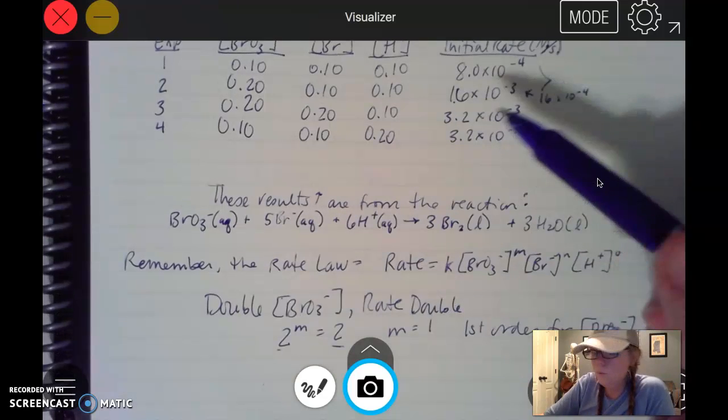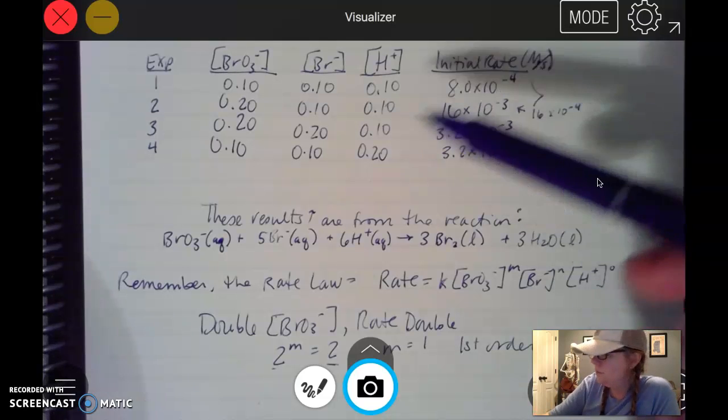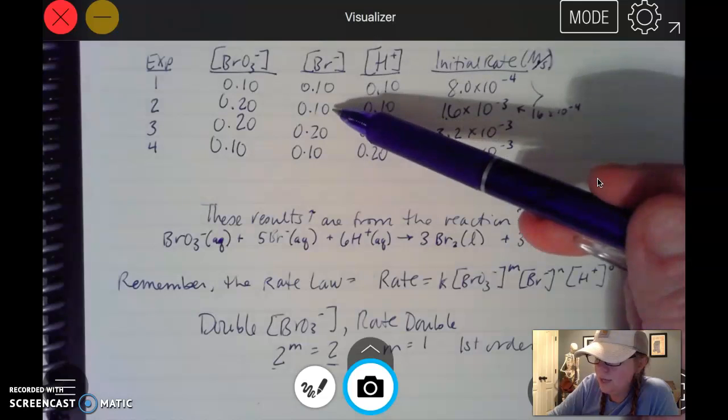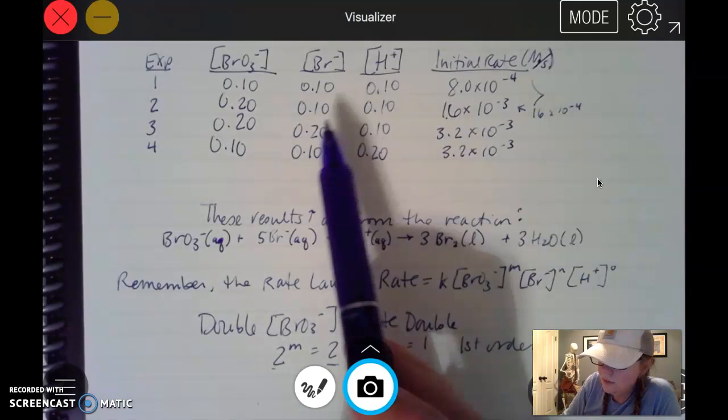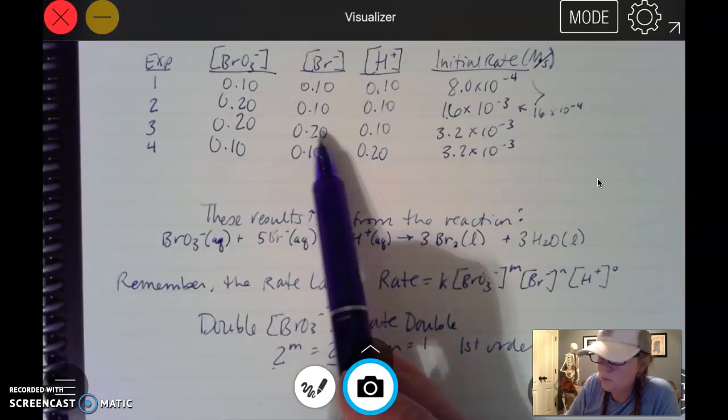So which two experiments do I need to compare to figure out the effect of changing the bromide concentration? So I can see, right, I've got an experiment 3, bromide is 0.2, so I'm going to compare something to 0.2.